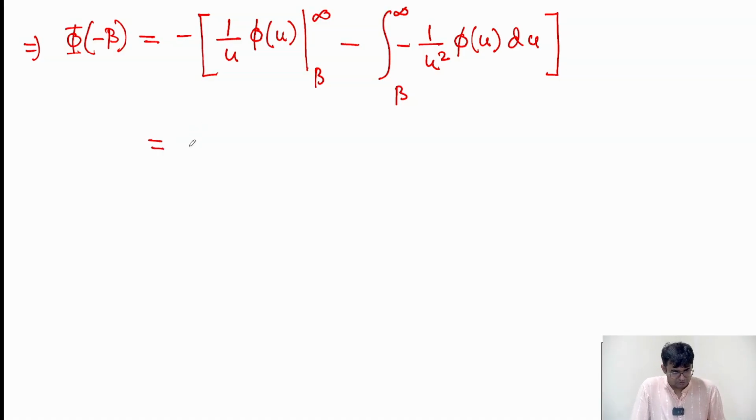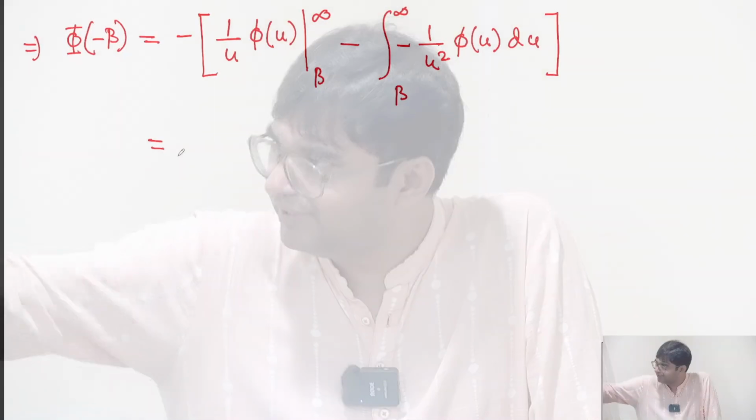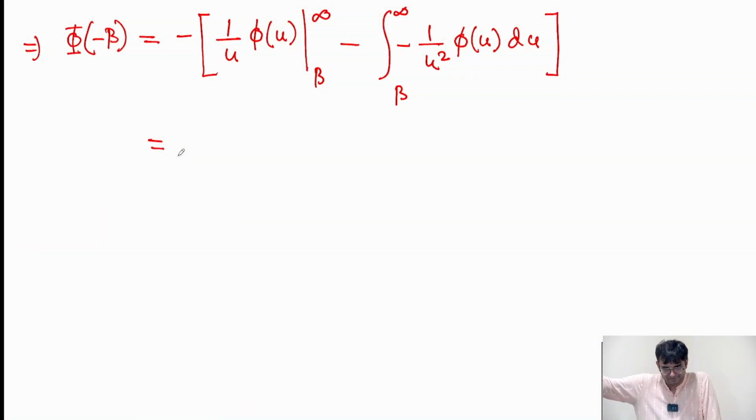So now let us look at the first term. Can you tell me what that term will be? What will be phi of infinity divided by infinity? I mean, what will the term be when you evaluate it at infinity? 0? Why? At infinity, the standard Gaussian tends to 0, and there is a u also. So you will use the L'Hospital rule, and you will get it. So phi of infinity will be 0. So this is equal to what? Phi of beta by beta minus 0.